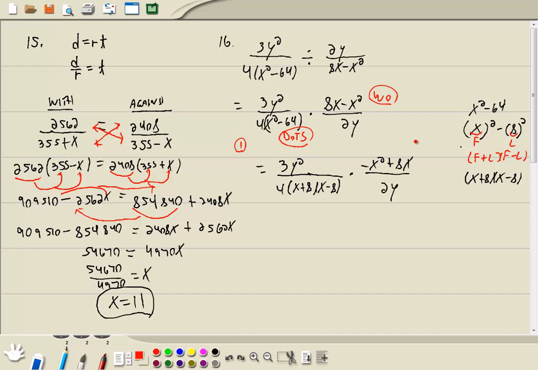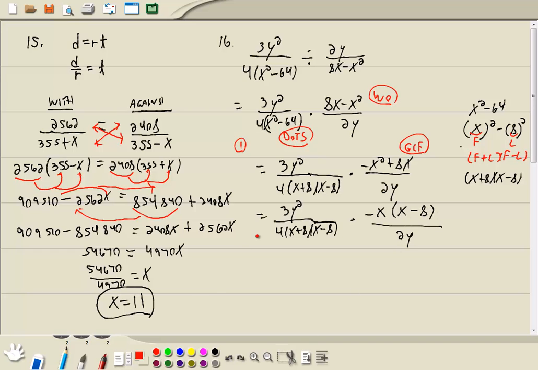Now, I can factor the GCF. So we got 3y squared over 4 times x plus 8 times x minus 8 times, and the GCF is negative x. First term is negative, so we always bring out a negative, and they both have an x. And that gives us x minus 8.